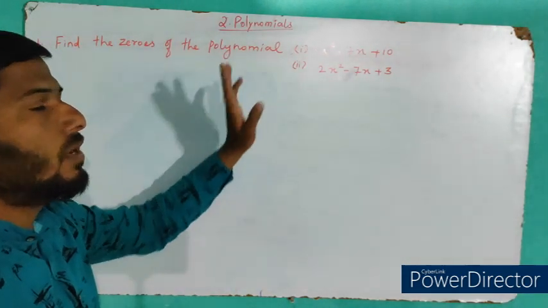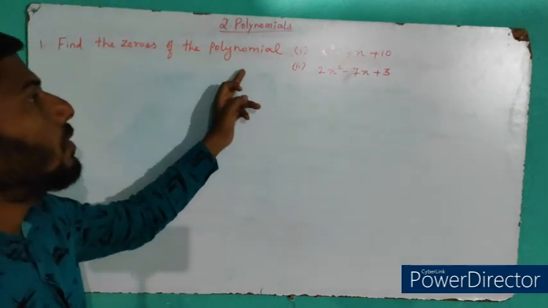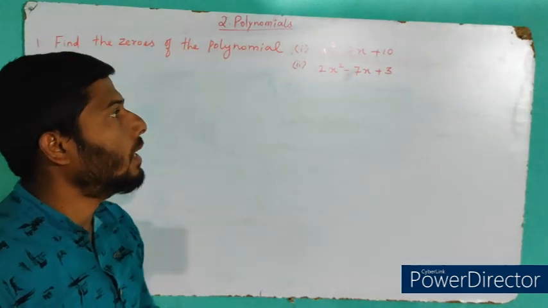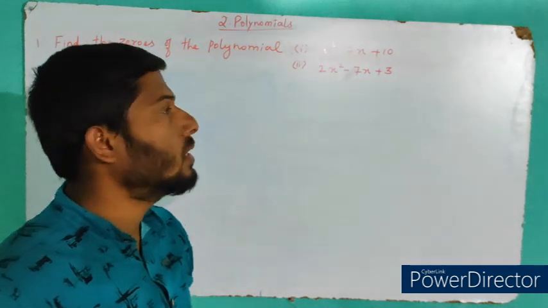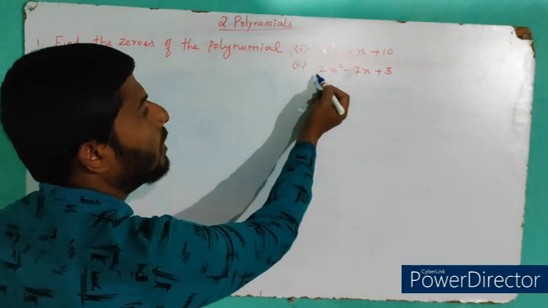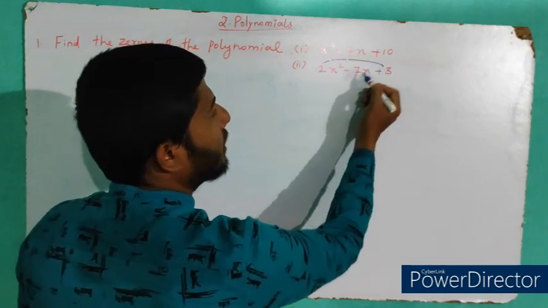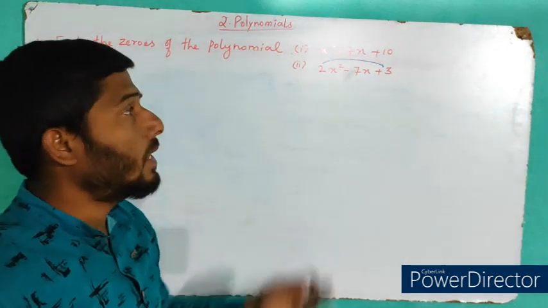There are 2 different models as I said in this. Find the zeros of the polynomial. One model is x square plus 7x plus 10, and another model we have here 2x square minus 7x plus 3. See, when you are getting coefficient of x square more than 1, one step is extra, that you have to multiply this to the constant term. If no coefficient of x square more than 1, directly you can go with it.